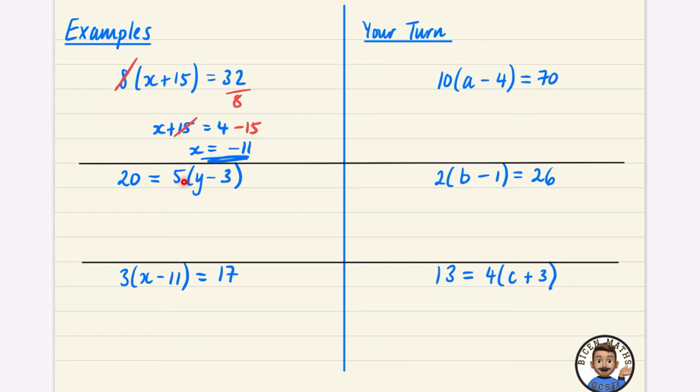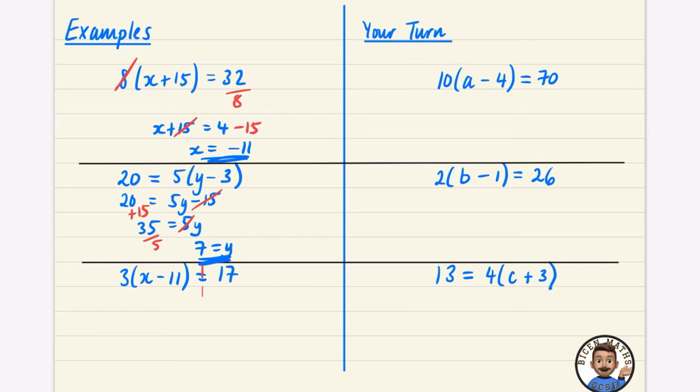Okay, this one that we've got down here, this is a good candidate to just immediately divide by 5, but I'm going to go with the expanding brackets. So 20 equals 5y minus 15. I'm going to get rid of that minus 15 by adding it to the other side. So I get 35 equals 5y. I'm then going to divide by 5, and 35 divided by 5 is 7. So 7 is equal to y.